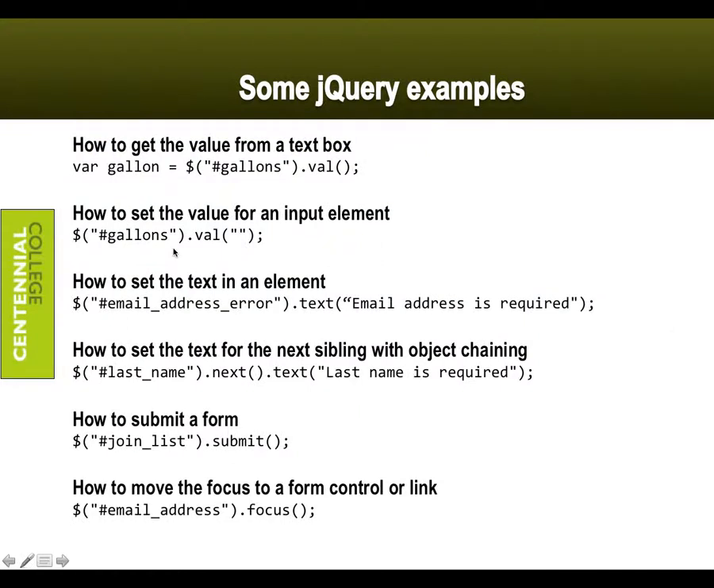And here's some examples of this. So for example, I'm targeting an ID of gallons. So some text box with an ID of gallons, they're entering the number of gallons. And I want to put it into a gallon variable in JavaScript, right? So I can use jQuery to get the value. This is a getter for the value of gallons, whatever they entered, into the gallon variable. That's what this is.